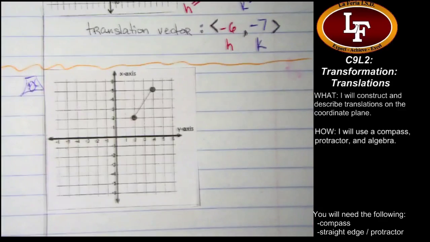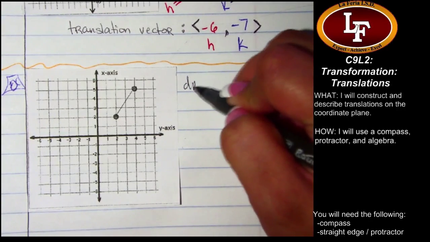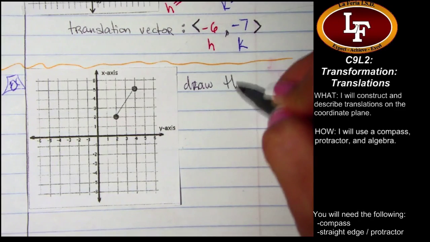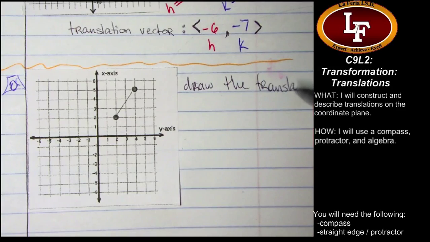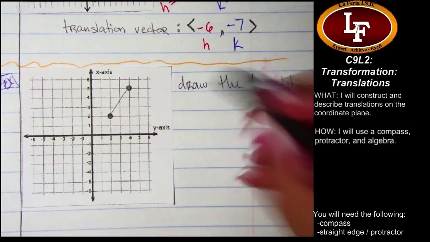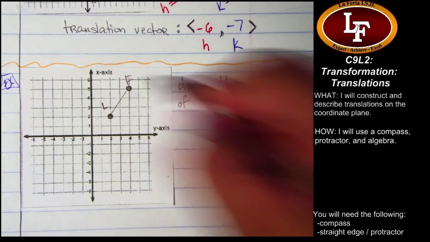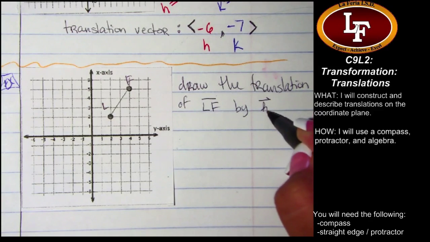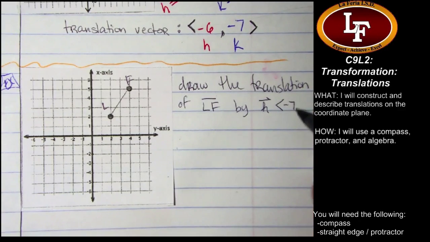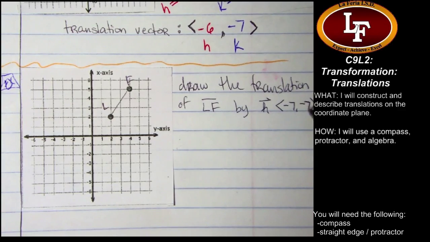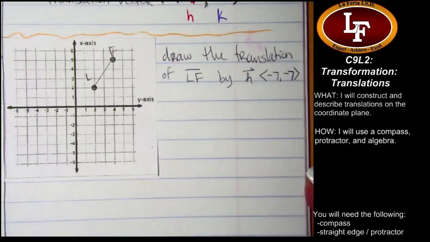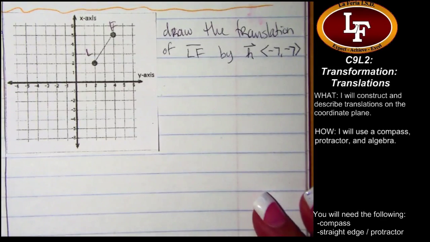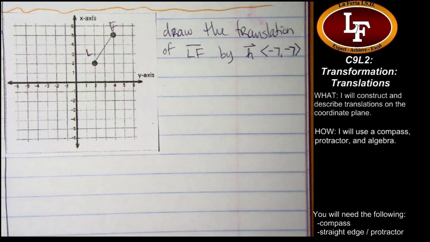All right, the directions for this example are going to read this. Draw the translation of line segment LF by vector <-7, -7>. So we're given the vector notation for our translation vector. And it tells us where to move.